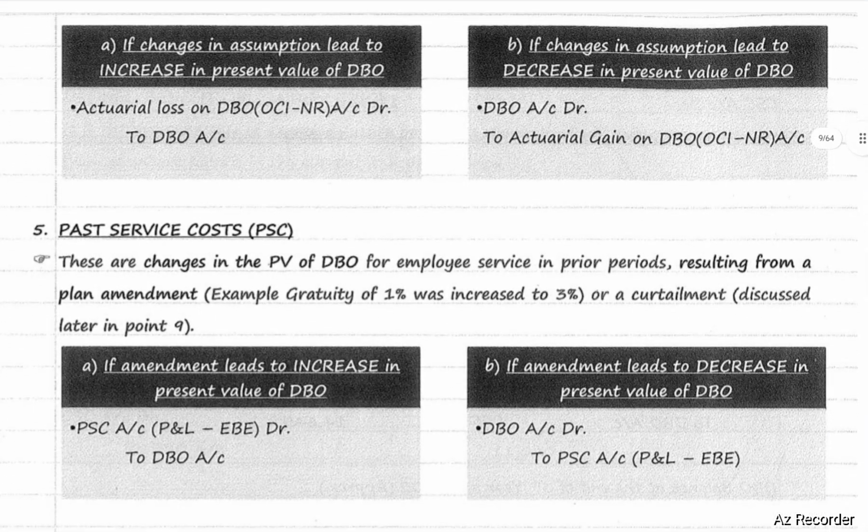If change in assumption leads to increase in present value of defined benefit obligation, entry will be actuarial loss on defined benefit obligation account debit to defined benefit obligation. Actuarial loss on defined benefit obligation will be transferred to OCI NR, other comprehensive income NR, non-reclassified to P&L. If changes in assumption lead to decrease in present value of defined benefit obligation, entry will be defined benefit obligation account debit to actuarial gain on DBO, defined benefit obligation. Actuarial gain on DBO will be transferred to OCI NR.